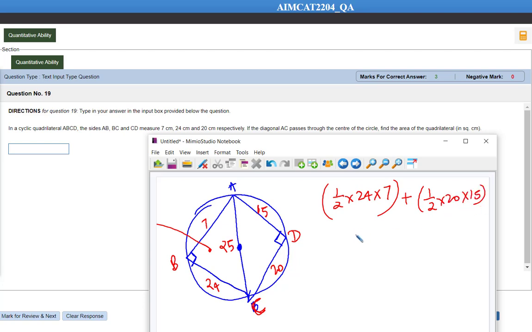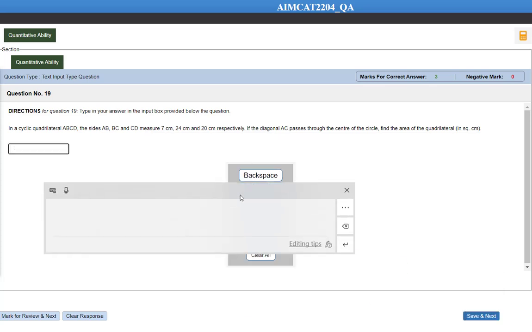Look here, this is going to be 12 7s are 84, and this is going to be 150. So this addition is going to be 234. Okay, so the answer is 234. Let's mark 234 as the answer.